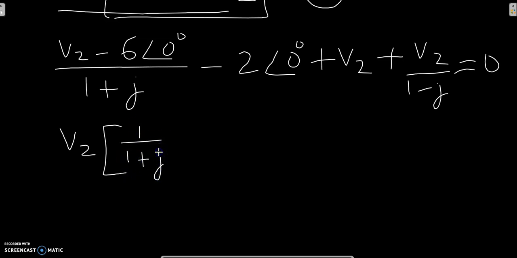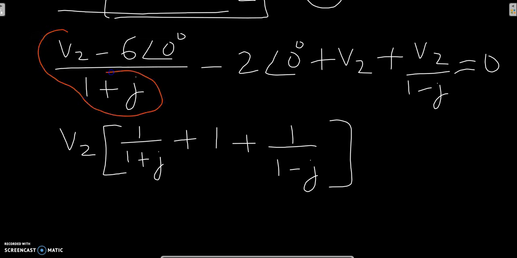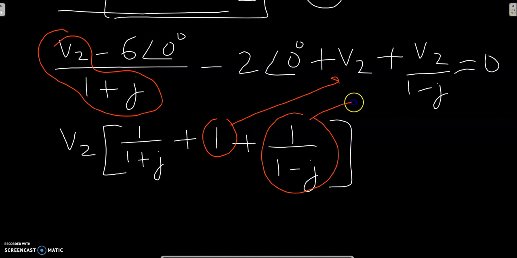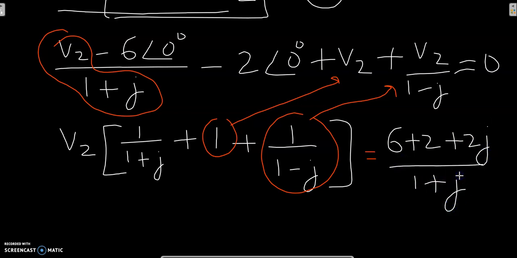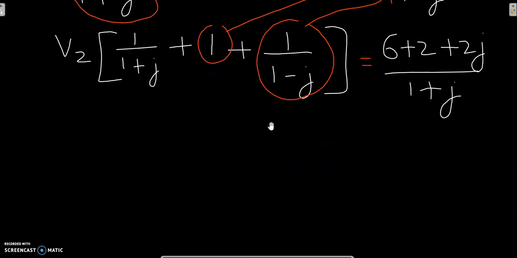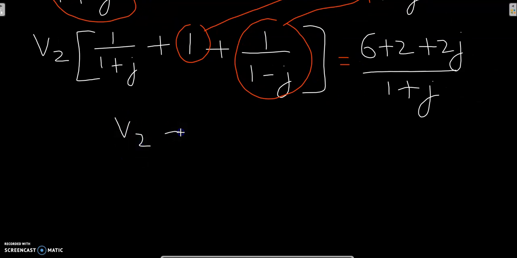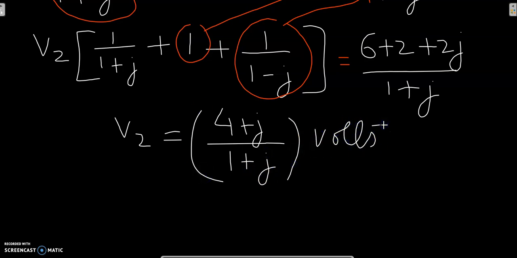So this becomes V2 times 1 by 1 plus j plus 1 plus 1 by 1 minus j. So this 1 by 1 plus j comes from here, and this one comes from here, and this comes from here, and this is equal to 6 plus 2 plus 2j divided by 1 plus j. Okay, and finally if I solve it for V2, I will get V2 equals 4 plus j divided by 1 plus j, this much volts.